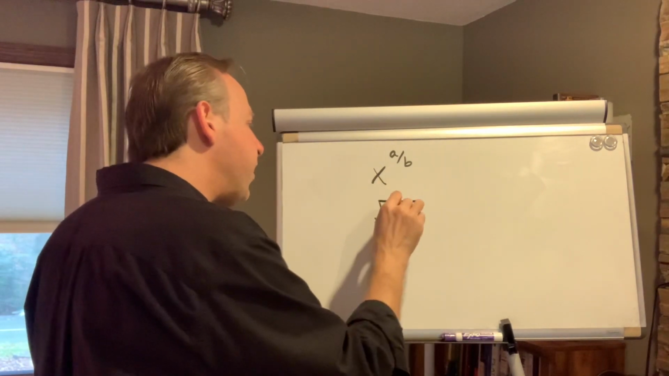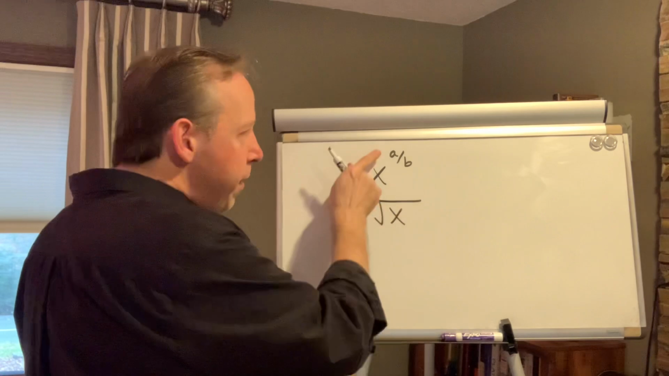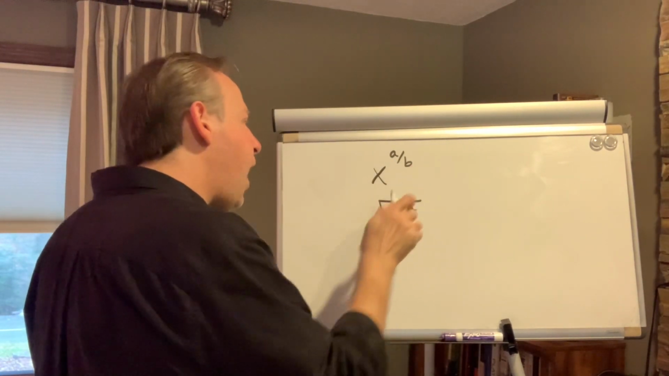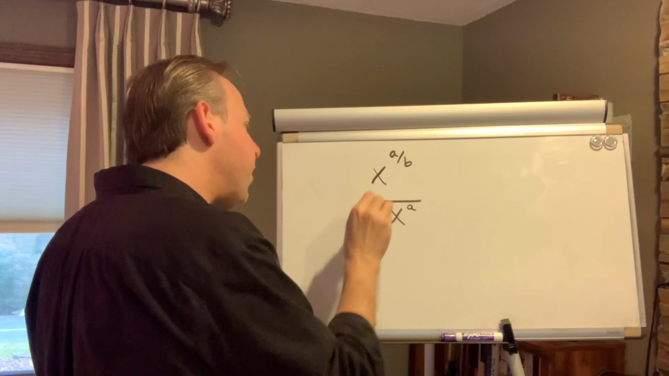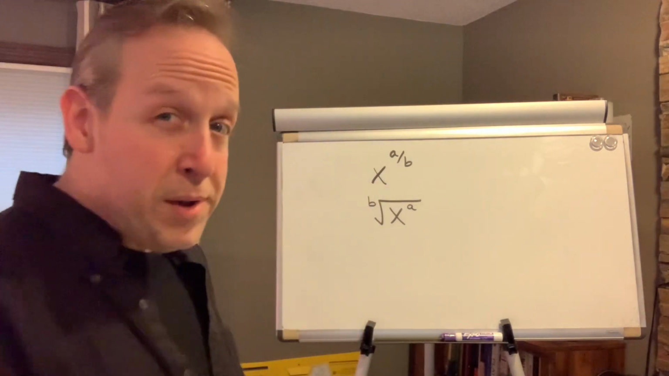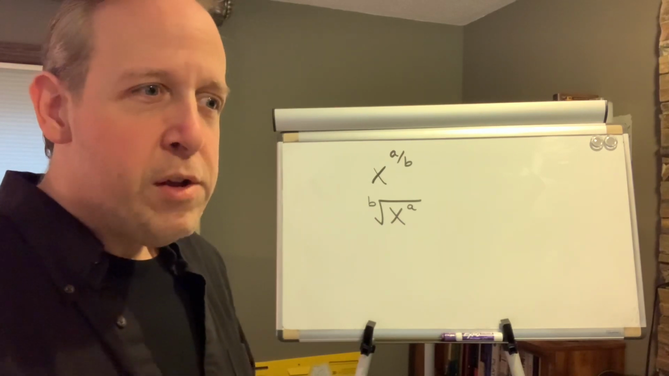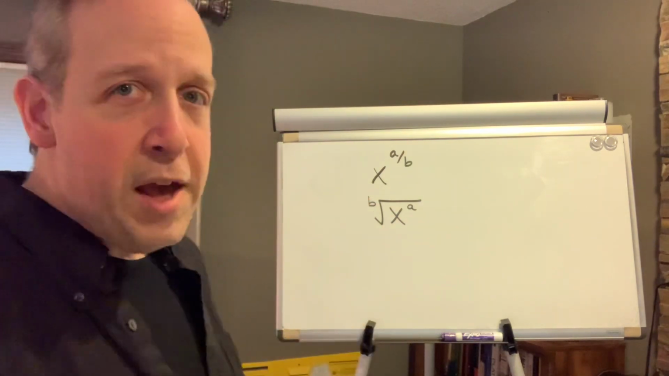The base is still inside the root. The numerator is the power of the base. The denominator is the kind of root that it is. So that's what happens when you have a rational exponent. You have to translate it into a radical expression.